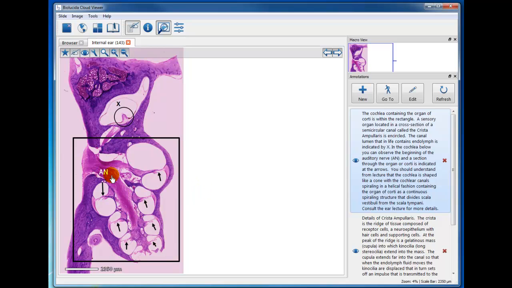The AN indicates the auditory nerve. This is a fairly large mass of nerve fibers, and they are collected from the organ of Corti, from the base of the sensory cells. And then there is a spiral ganglion right next to the organ of Corti, with cell bodies of the sensory nerve fibers, and you'll see that in the next annotation.